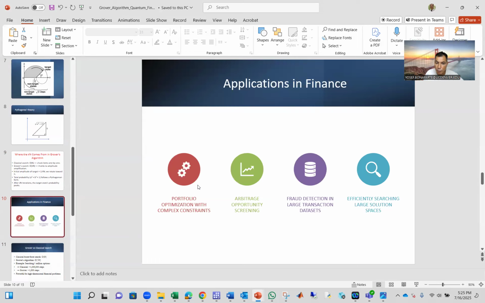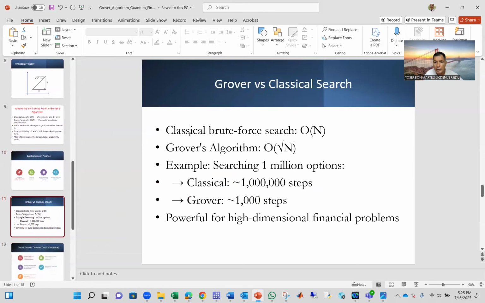Applications in finance: portfolio optimization. We will use Grover's algorithm a lot. We're not using it now, but we will. Arbitrage: it's very hard to find arbitrage, but now with quantum, you can find a lot of arbitrage. Fraud detection and efficiency. Grover versus classical search: we talked about, for example, if you have 1 million steps, Grover takes the square root of 1 million, which is about 1,000.